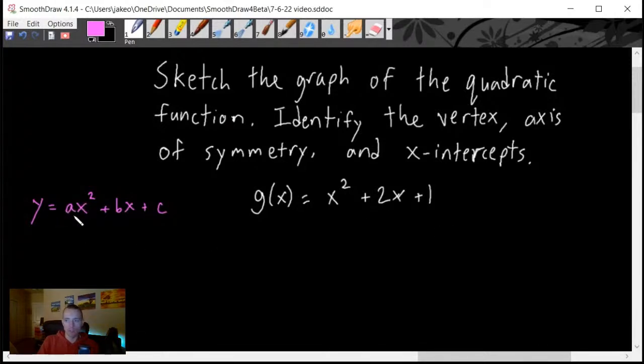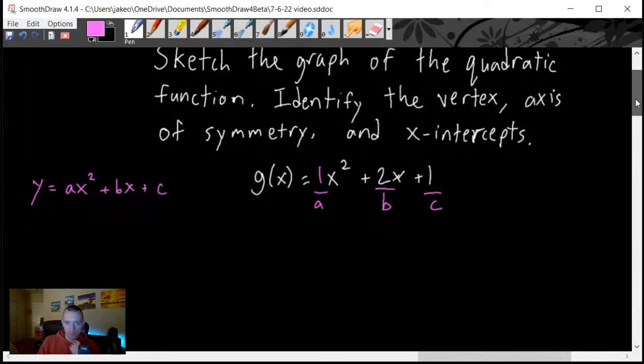Well, the a is always going to be whatever the coefficient of your x squared term is. So in this case, we have an implied a value of 1. Whenever there's no coefficient in front of your x squared or your x term, you can just assume that the coefficient is 1. Then we have a b value of 2, and then we have a c value of 1. So once you've identified that you have it in this ax squared plus bx plus c form, and identified what your a, b, and c are, you can pretty easily find the vertex from there.